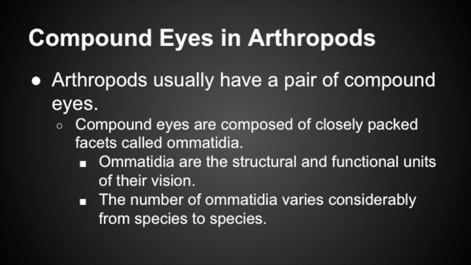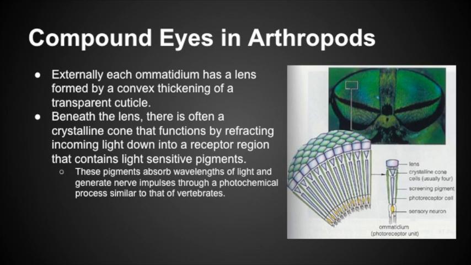Typically, arthropods have a pair of compound eyes that are composed of closely packed facets called ommatidia. Ommatidia are the structural and functional units of vision in the compound eyes of an arthropod. The number of ommatidia varies considerably from species to species. Externally, each ommatidium has a lens that is formed by a convex thickening of a transparent cuticle.